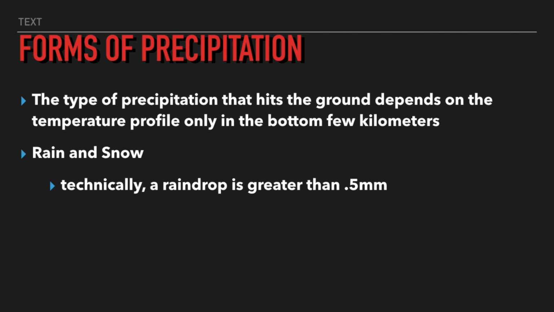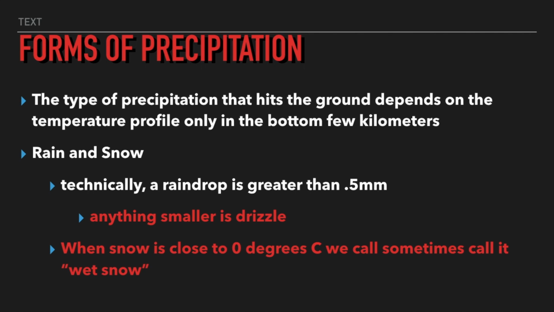Rain and snow, not much really to say about this. Technically, a raindrop has to be more than half a millimeter wide. If it's less than that, then it's drizzle. So, drizzle is an actual technical term. Usually, people use it when they're talking about light rain, but that's not it. It's when it's like misting outside, and it's not common, but it happens.